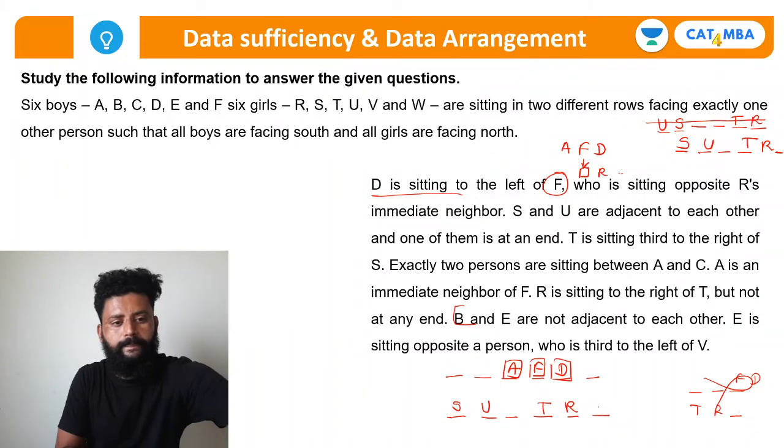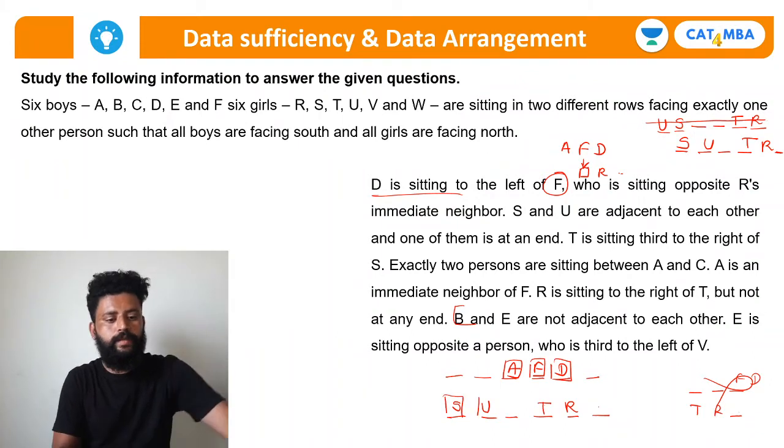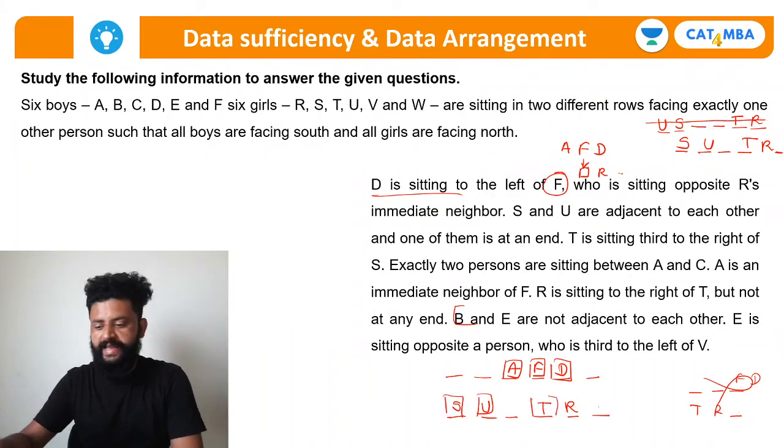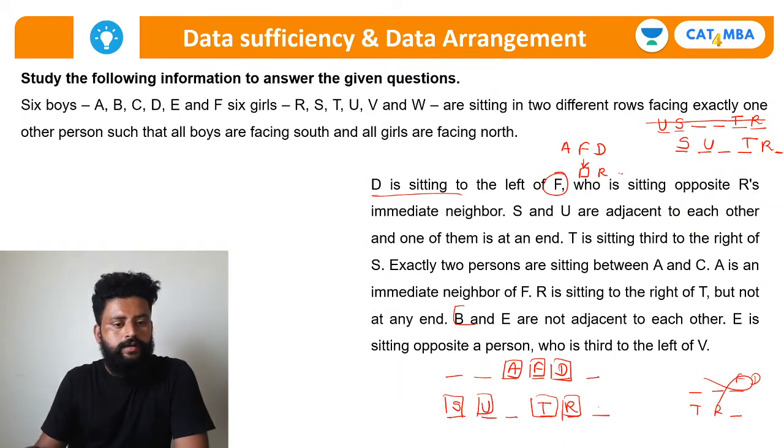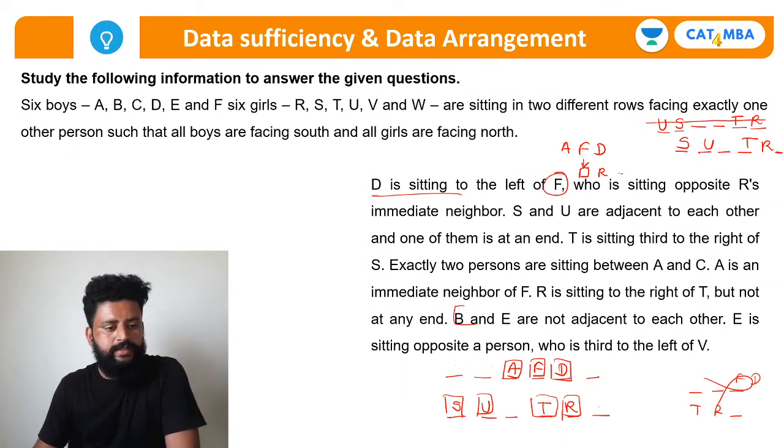Chalo, let's move to the next thing. So we have got half of the arrangement done. So quickly finish it. Now we are left with this. B and E are not adjacent to each other. So here cannot be B and E. E sits opposite to a person who is third to the left of V. So this person must be third to the left of V.